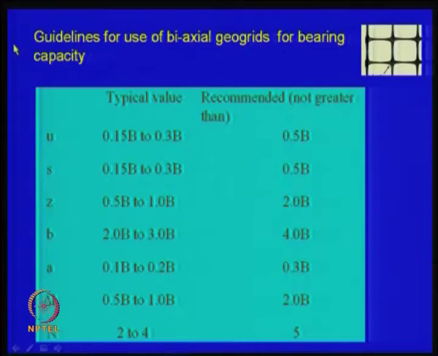Another important thing is that there are certain guidelines. The guidelines are based on extensive work, in fact even we did some of it about 10 years back based on some master's thesis, for the use of biaxial geogrids. Like I said, biaxial means the stress distribution should be the same in both directions, unlike a mono oriented geogrid.